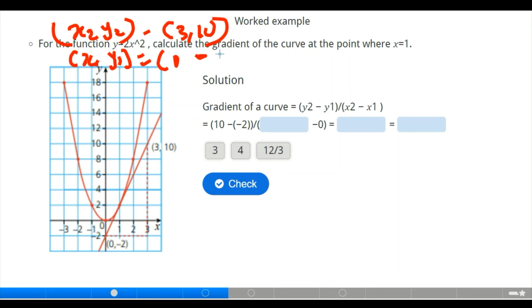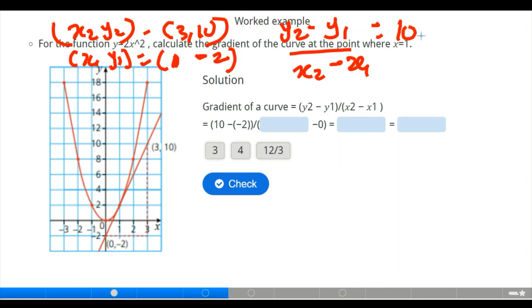0 and minus 2. Based on the formula for the gradient of a curve, we have y2 minus y1 divided by x2 minus x1. Now, what is y2? Y2 is 10, and y1 is minus 2. What is x2? x2 is 3. And what is x1? x1 is 0. So we have minus minus, which will give us plus. Minus times minus gives us plus.